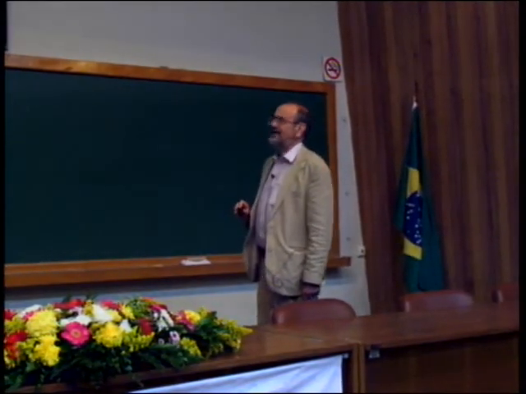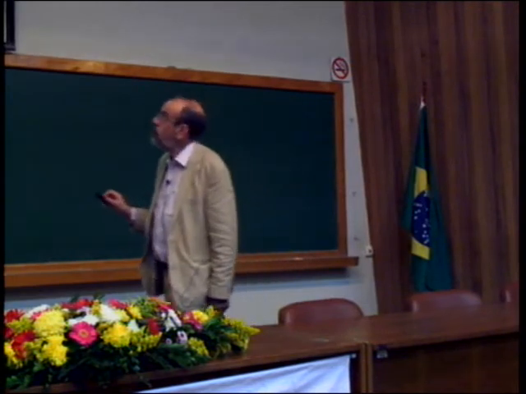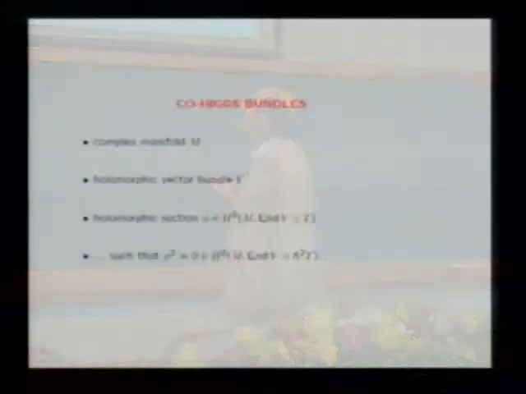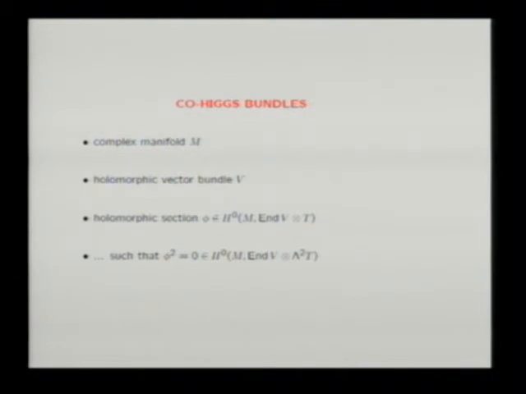So what are they? And why this strange name? So this is what it is. Remember, now we're just on an ordinary complex manifold. I'm going to take an ordinary holomorphic vector bundle, but I'm going to take something extra on it. I'm going to take a holomorphic section phi of the bundle of endomorphisms of V tensored with the holomorphic tangent bundle. And it has to satisfy a nonlinear condition that phi squared is equal to 0.